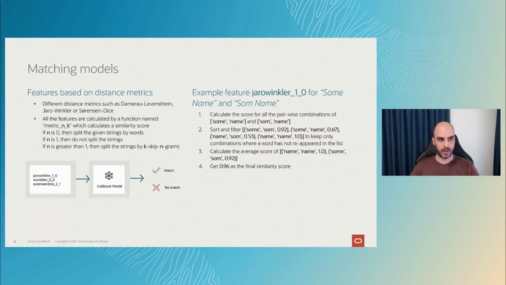With our matching models, we use features that are based on distance metrics. The user of our models can configure different distance metrics and how the strings are split, and build a feature set that is tailor-made for their specific use case. Then we train a CatBoost model on those features that has the goal of telling whether this particular pair of entities from the internal and external data set are a match or not. And it also produces an additional score.